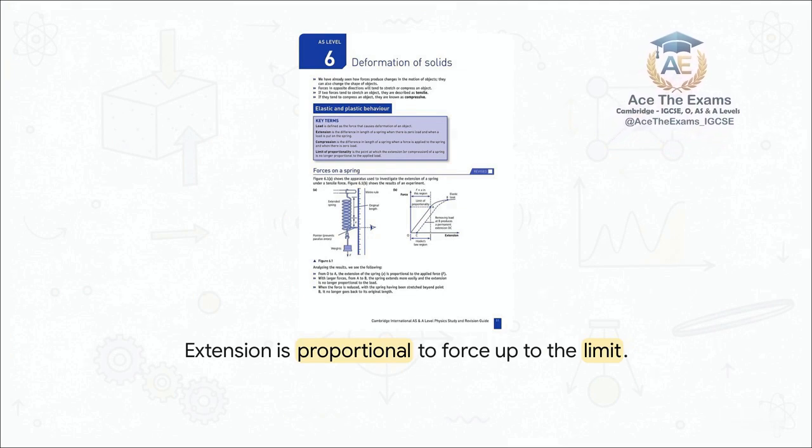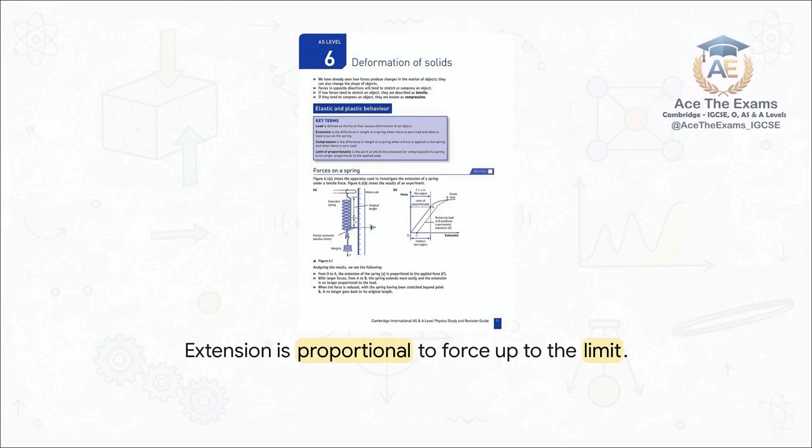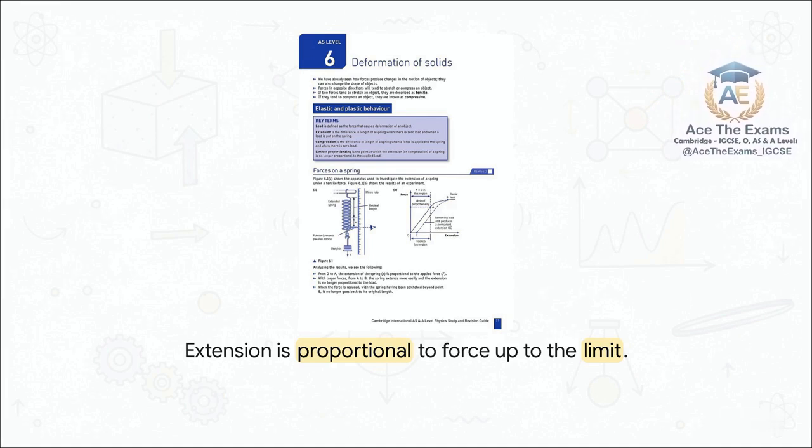But notice point A right there. That is the limit of proportionality. The second you cross that specific point, the line starts to curve. The spring suddenly extends way more easily, meaning that beautiful proportional relationship is completely gone.